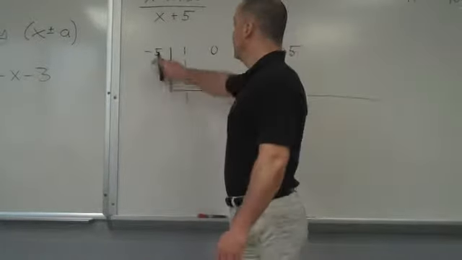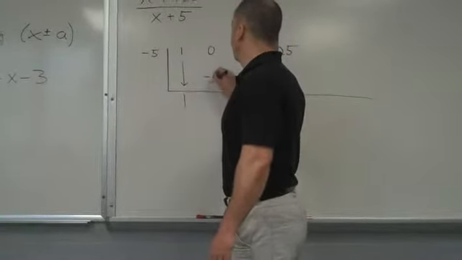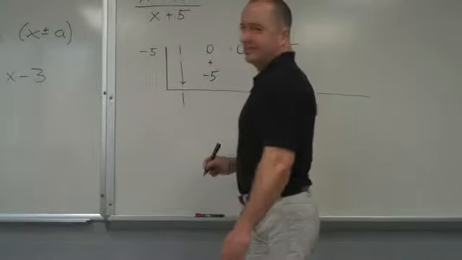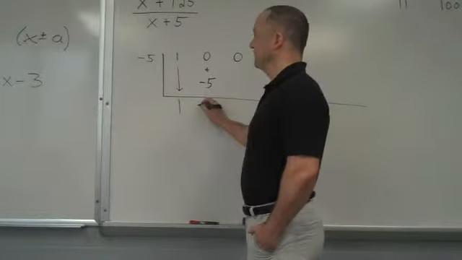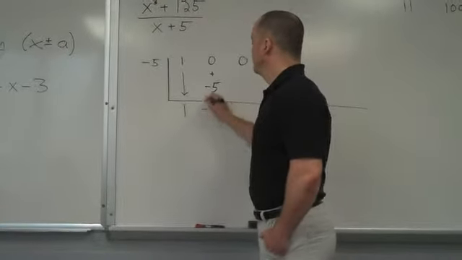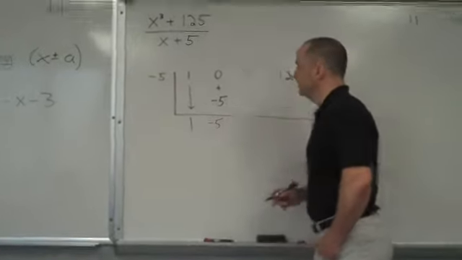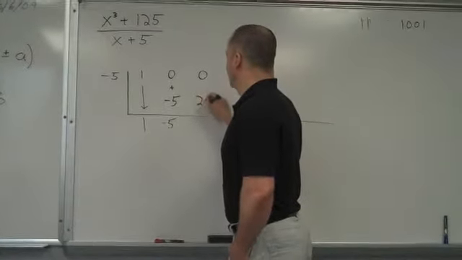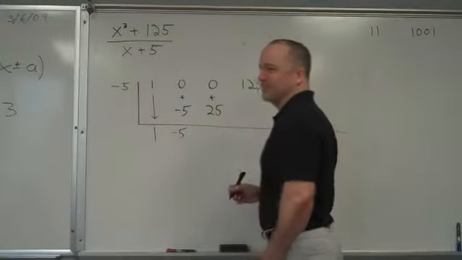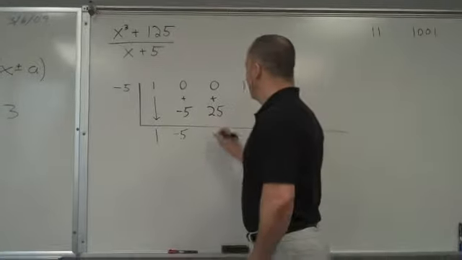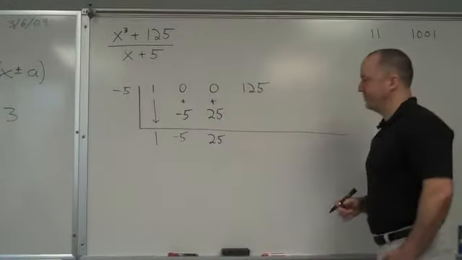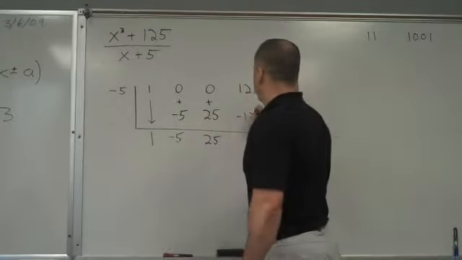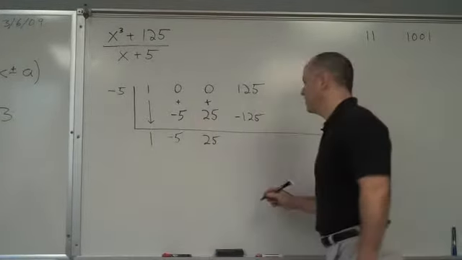Good question. Okay, -5 times 1 gives me -5. All right, don't give up yet. What's 0 plus -5? -5. What's -5 times -5? Positive 25. This gives me 25. What's -5 times positive 25? Negative 125. -125, giving me a remainder of?